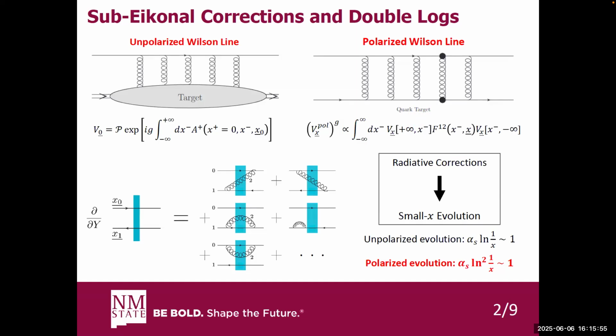My question is, there are other types of Wilson lines as well, like Weizsäcker-Williams. Why don't you consider that? Why only dipole type?